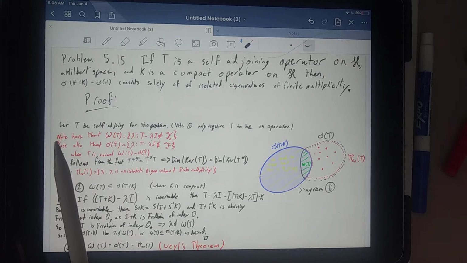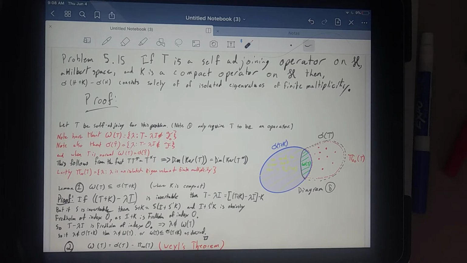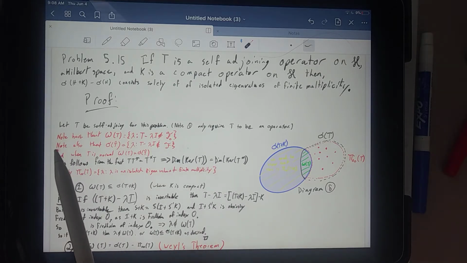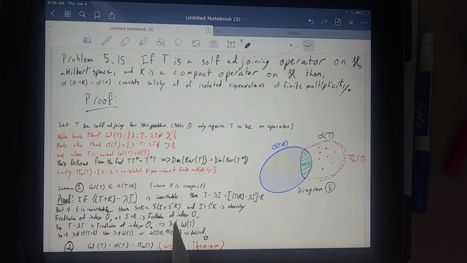First off, we're going to note that omega of T is going to be the set of lambdas in the complex plane such that T minus lambda 1 is not Fredholm of index 0. Now, you're going to note that we also have a second definition where it's just not Fredholm at all, and that's going to be sigma T hat. But when T is normal, we get that these two constructs are equivalent.